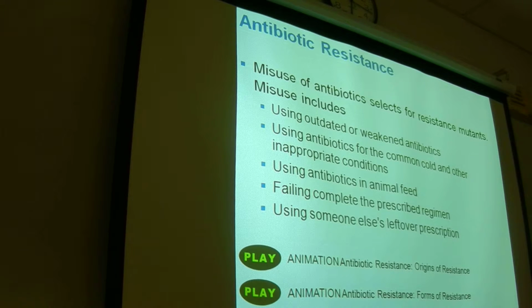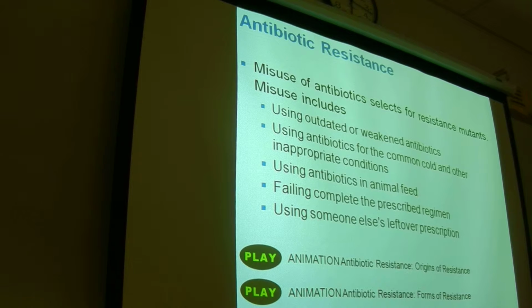Fourth one's probably the biggest one, failing to complete the prescribed regimen. I think a lot of people, if not most people, get prescribed an antibiotic and they say, take this for 14 days. They take it for 5 days and they start feeling better and they just say, okay, I'm better, I don't have to take the rest of this.